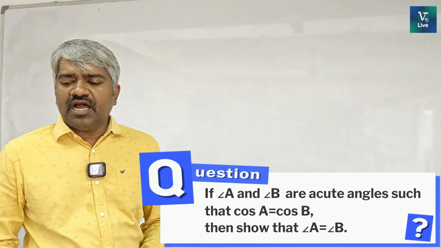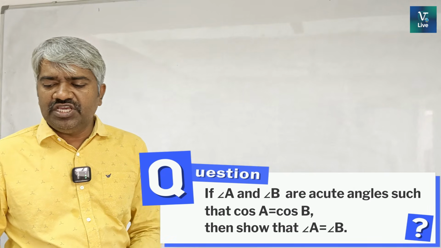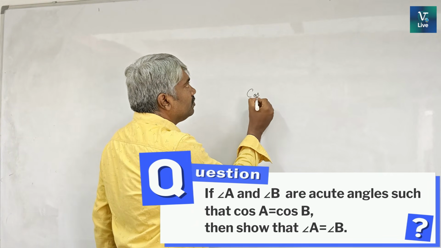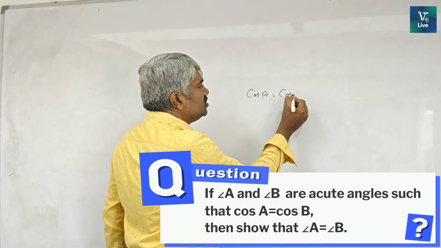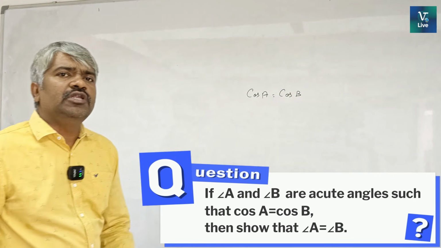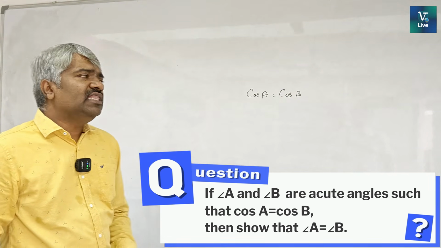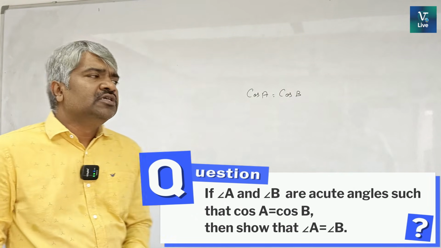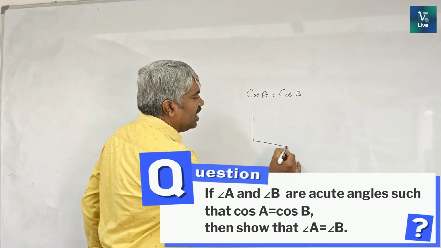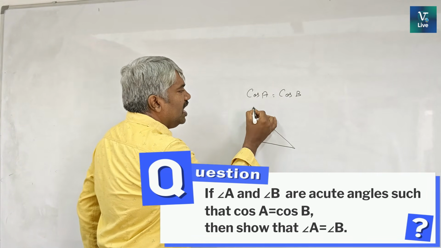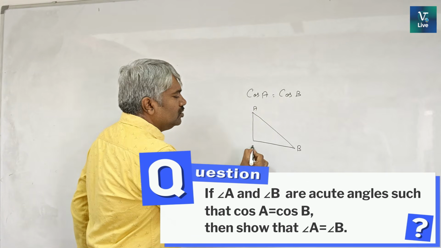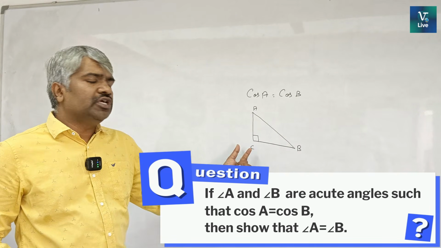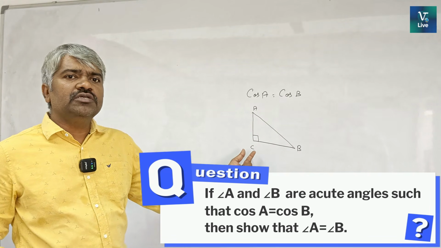If angles A and B are acute angles such that cos A is equal to cos B, you need to prove angle A is equal to angle B. So the data given to us is cos A equal to cos B. Only this is the data given to us, and they have said that angles A and B are acute angles. Since you have three angles in a triangle, they have clearly said that angle A and angle B are acute. Therefore, angle C is 90 degrees. Right? I am going to assume that the 90 degrees is at point C.